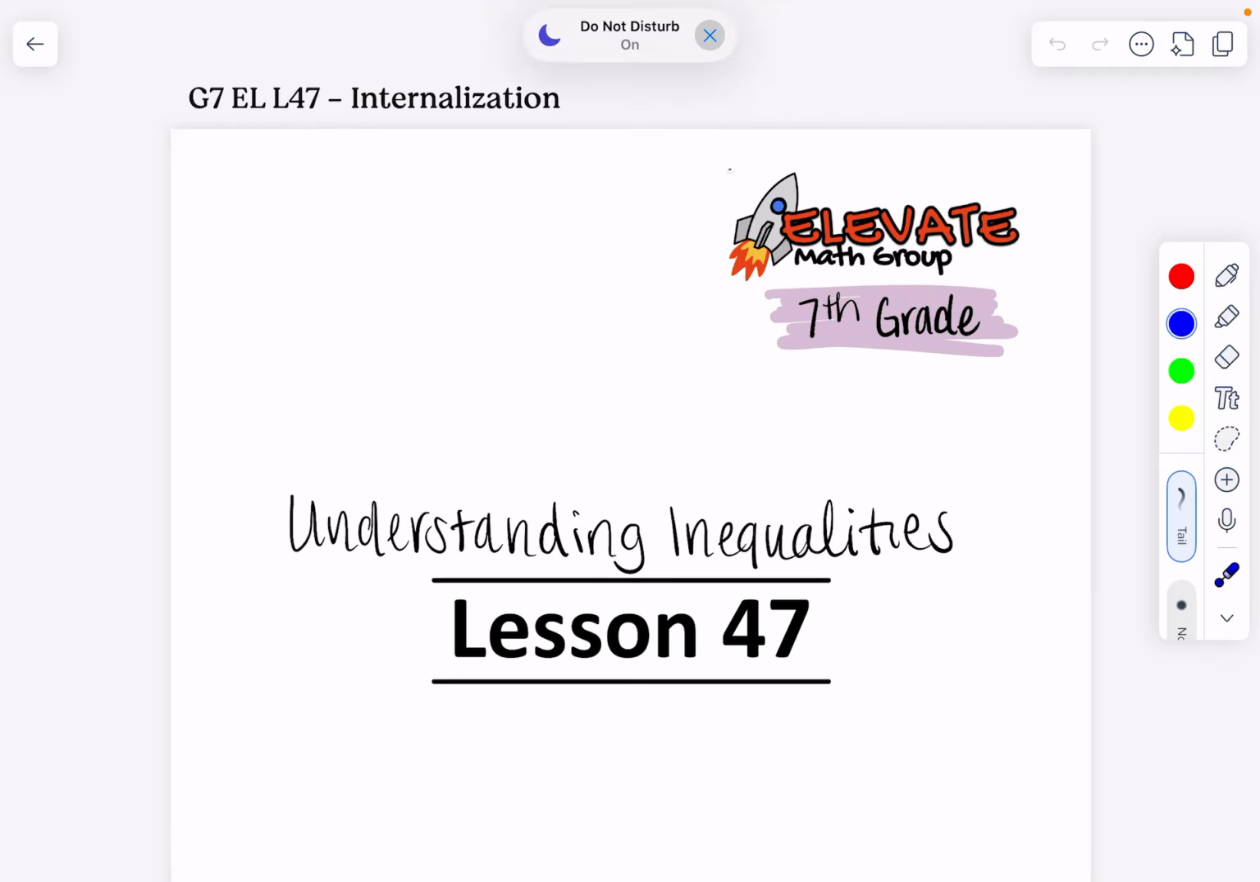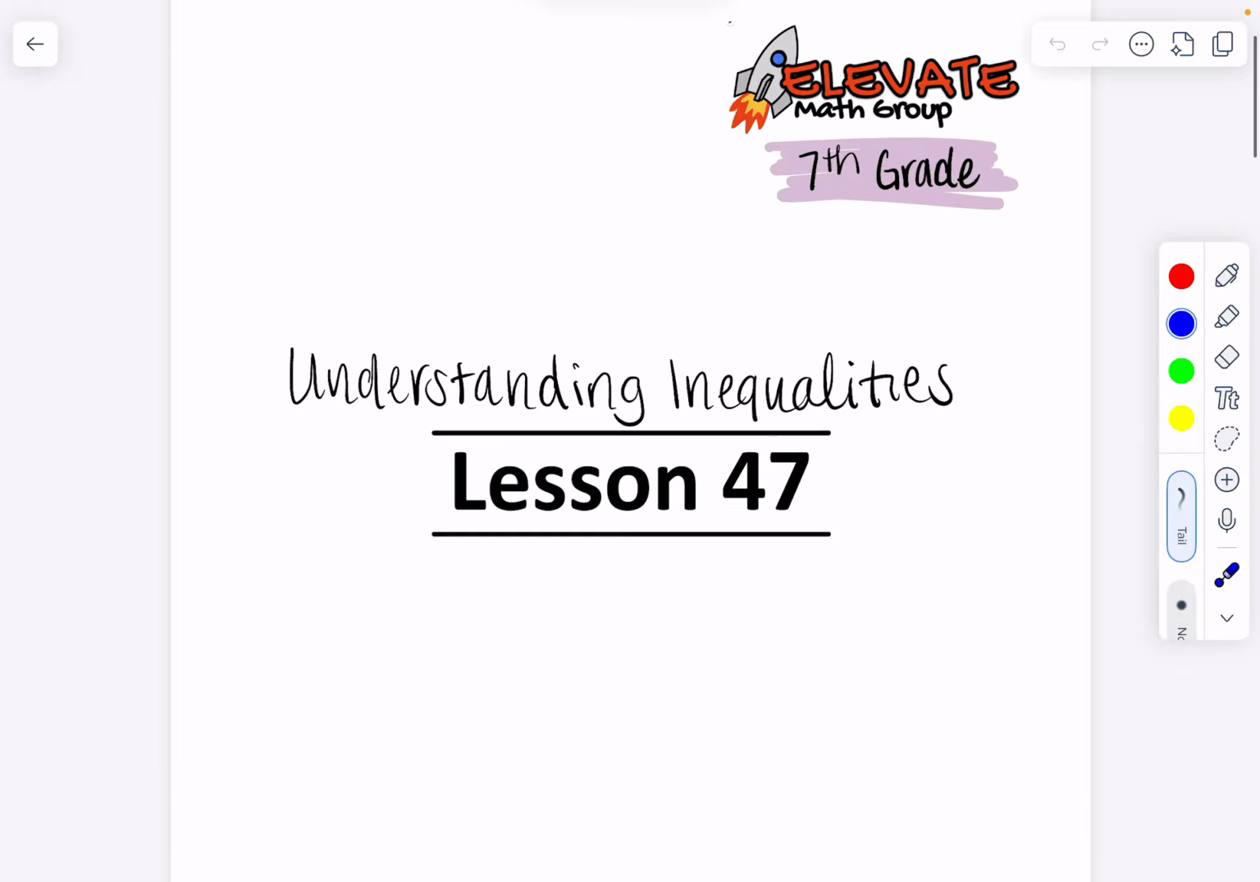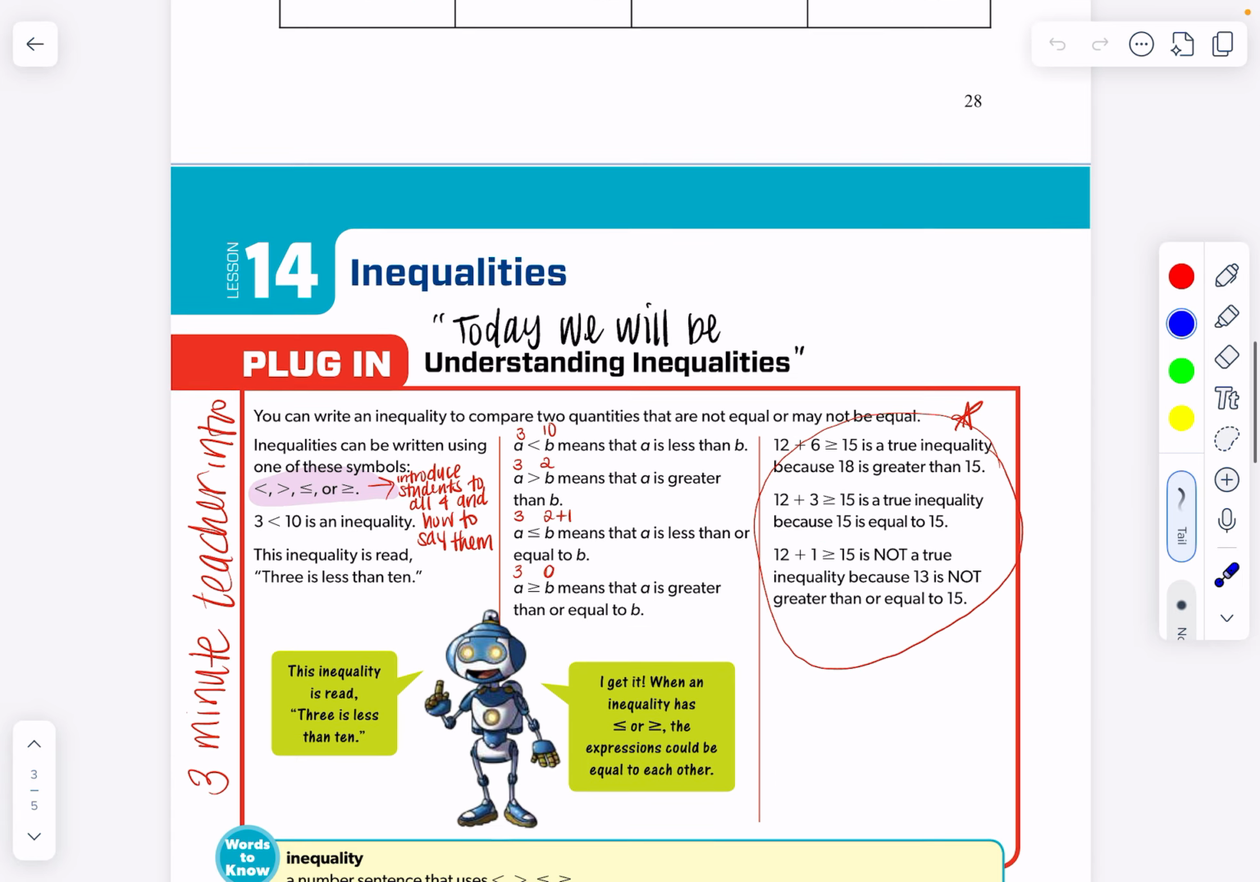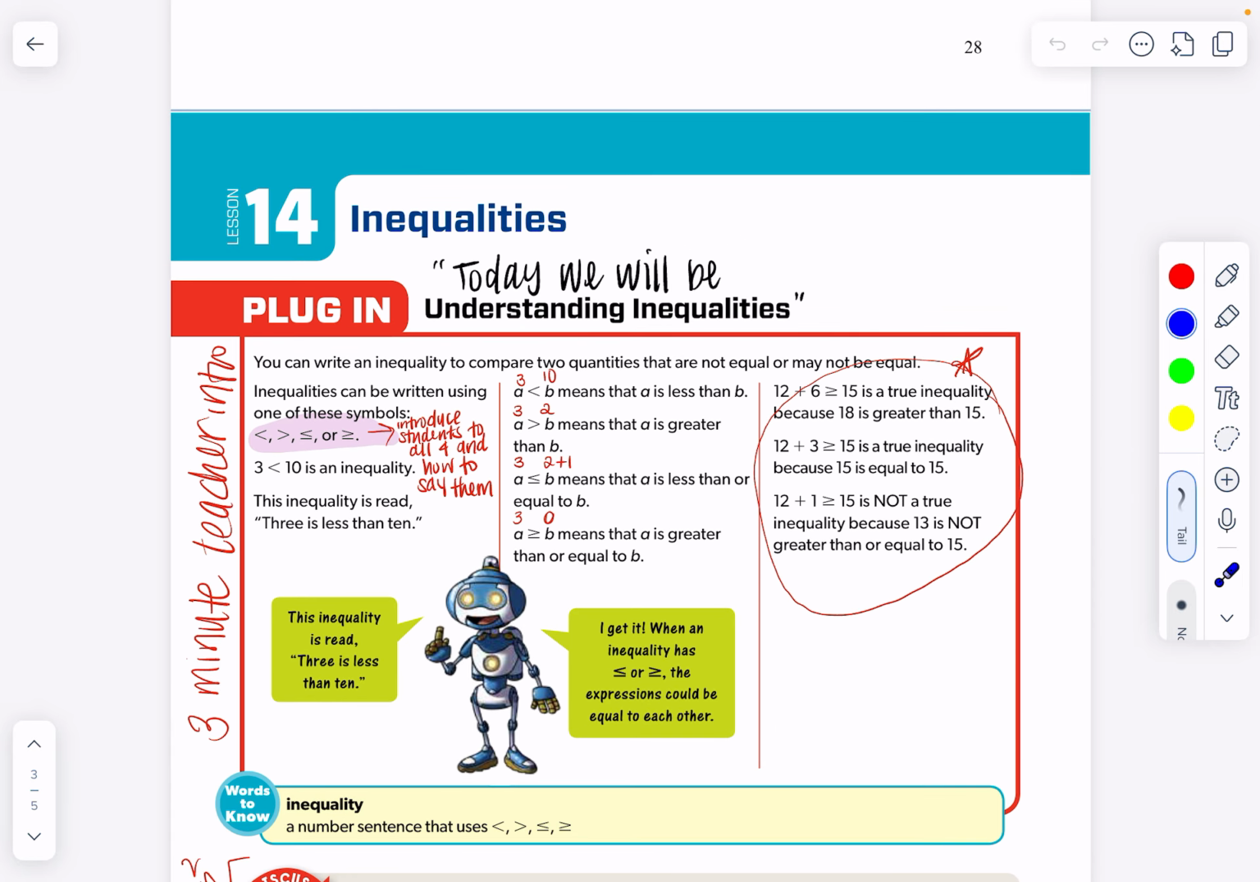Hi everyone, for our 7th grade Elevate groups today, students will be understanding inequalities. So students have been working on understanding equations and solving equations last week. This week we're jumping into inequalities, which is very similar to equations.